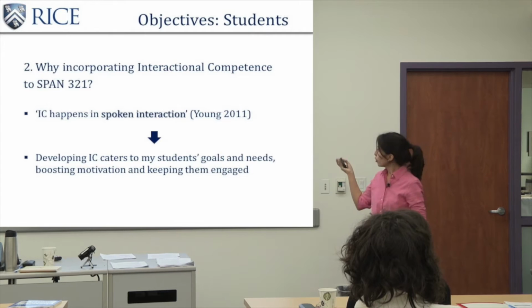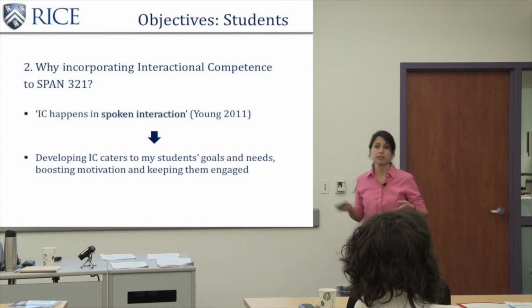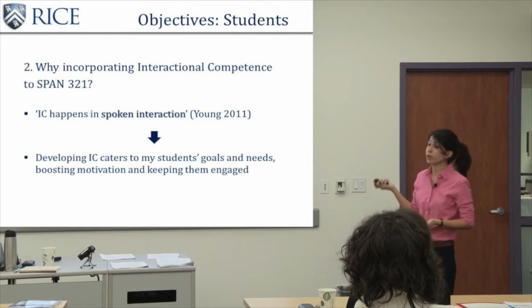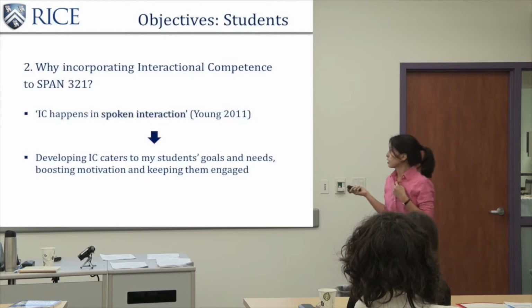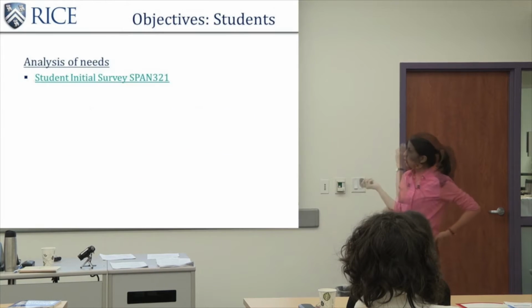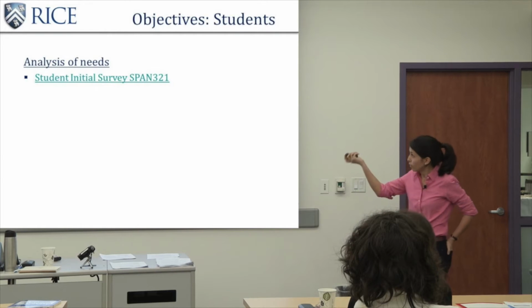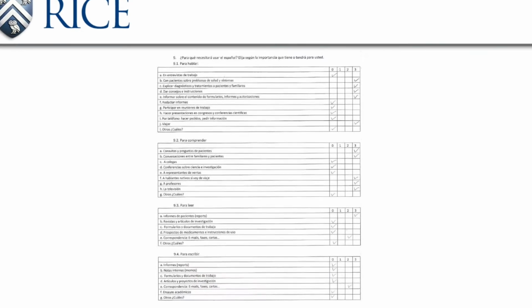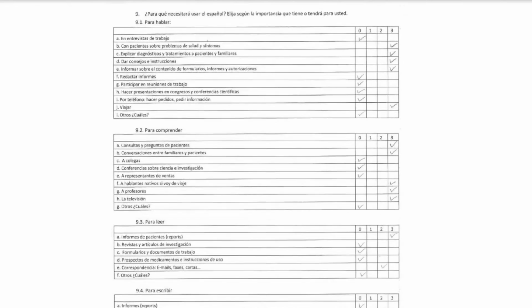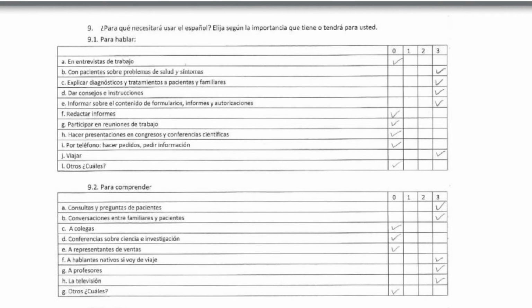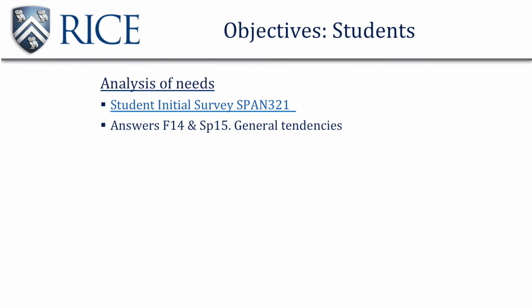I'm going to show you how I realized that I was missing this part in my medical class that I started in the fall. At the beginning of the semester, I gave my students a survey that I call Analysis of Needs. It has a lot of items they have to grade from 0 to 3 on how much they are going to use this in the future. It gave me an idea of general tendencies in my class for my students.